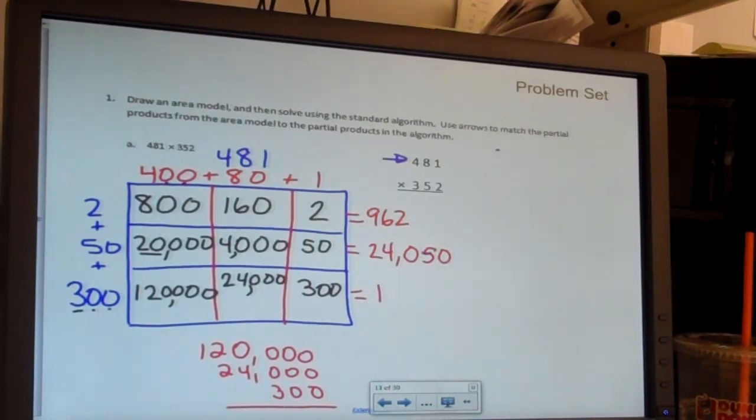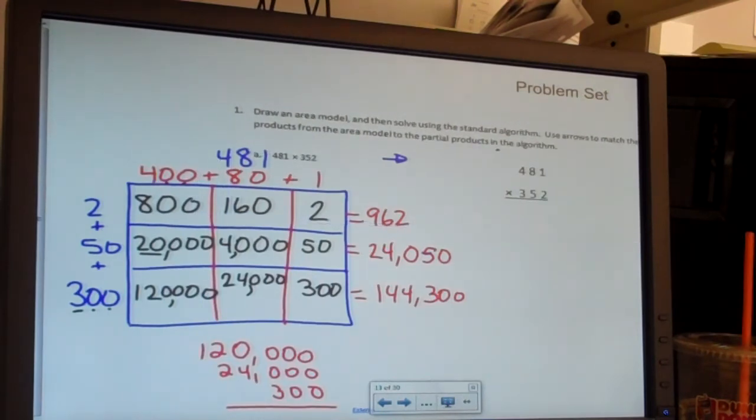One more try, Mary. 144,300. There you go, 144,300. Now, we don't need to worry about the total right now because we're going to focus now on the standard algorithm.